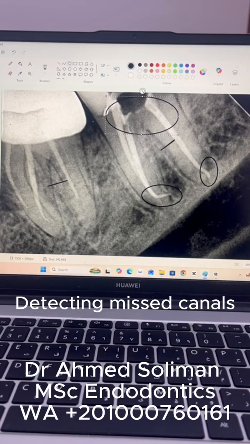This way you will know 95% of the time what you are going to deal with as a root canal system, and if you have a case of retreatment like this, you will know what you are going to deal with before you start.